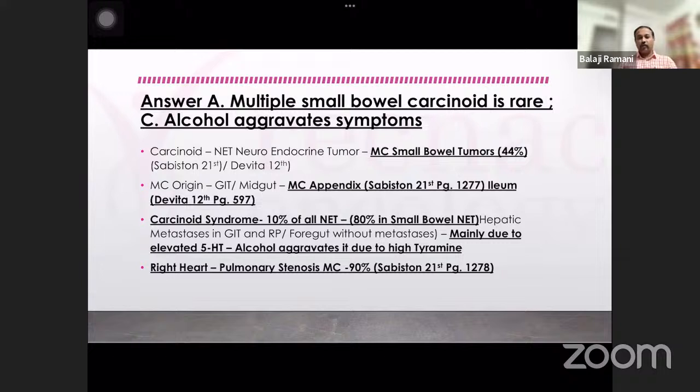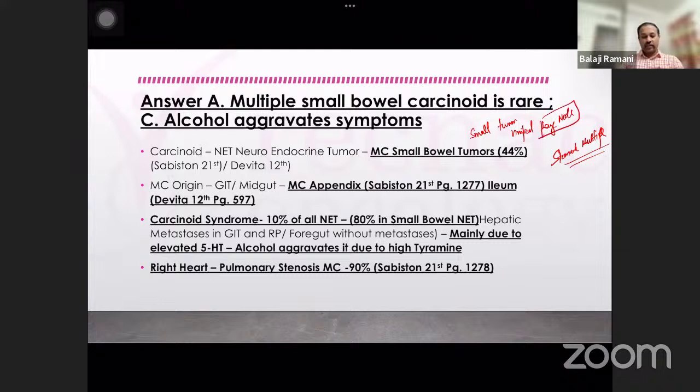Usually they are unifocal. As far as small bowel tumors are concerned, usually you get a unifocal tumor. In case of stomach, you will get multiple lesions. In stomach, multiple NETs are common. In stomach, it will be multiple. As far as small bowel is concerned, it is going to be rare to get a multifocal small bowel carcinoid. It will be usually a small tumor, unifocal, but with large nodes.